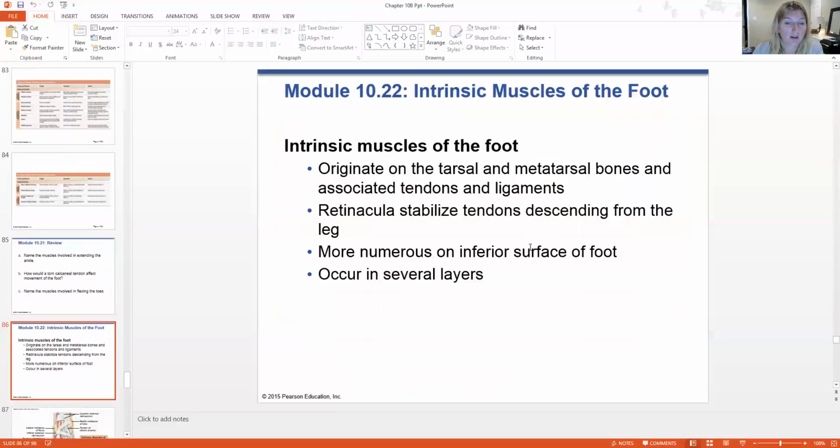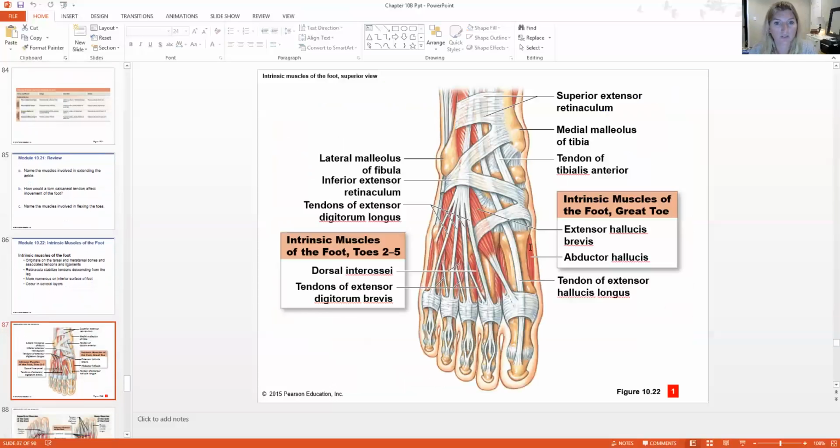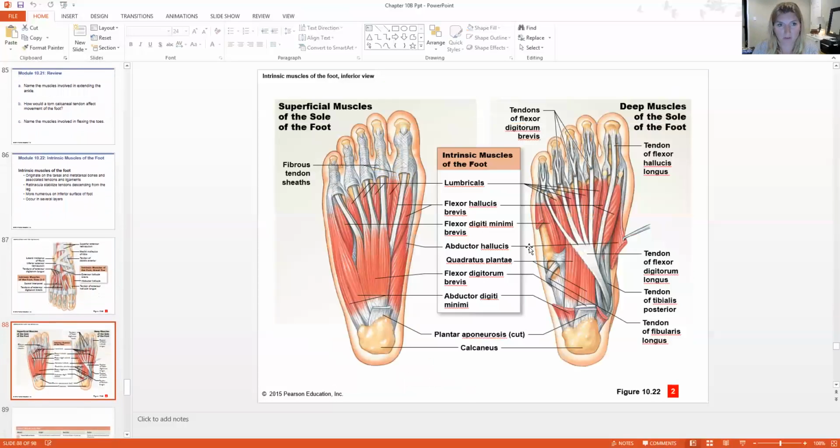The retinaculi help to stabilize those, and they're more numerous on the inferior surface of the foot, the bottom, right? And they occur in several layers. Hence, we have those arches, which are pretty complex on the bottom of our foot.